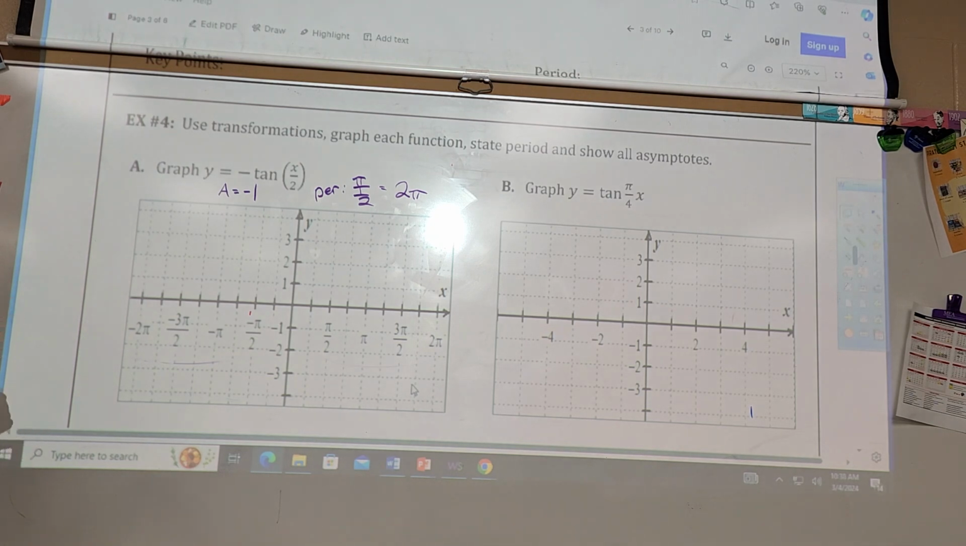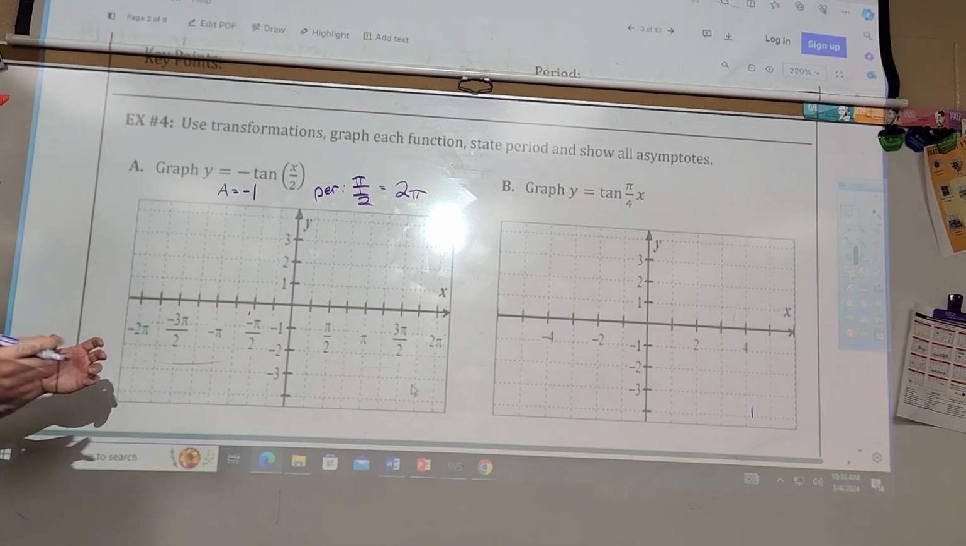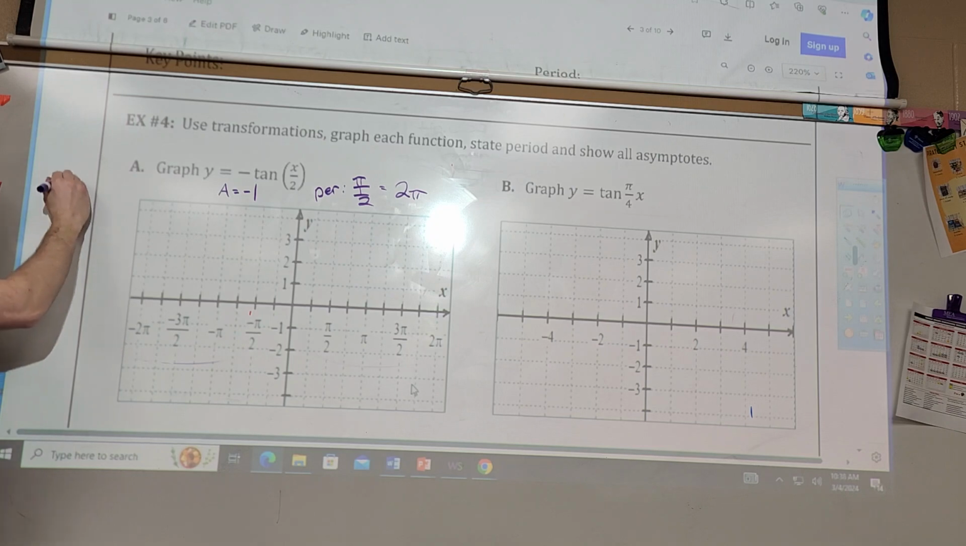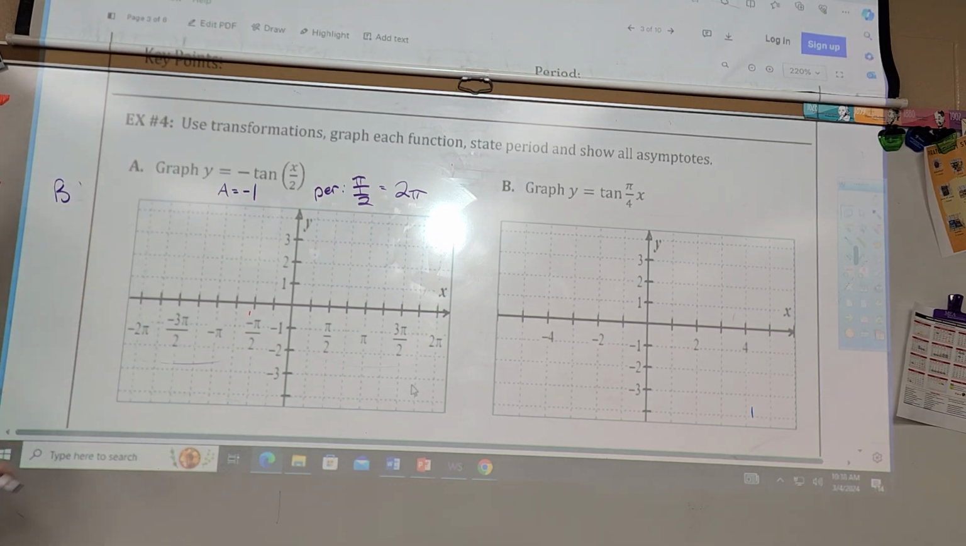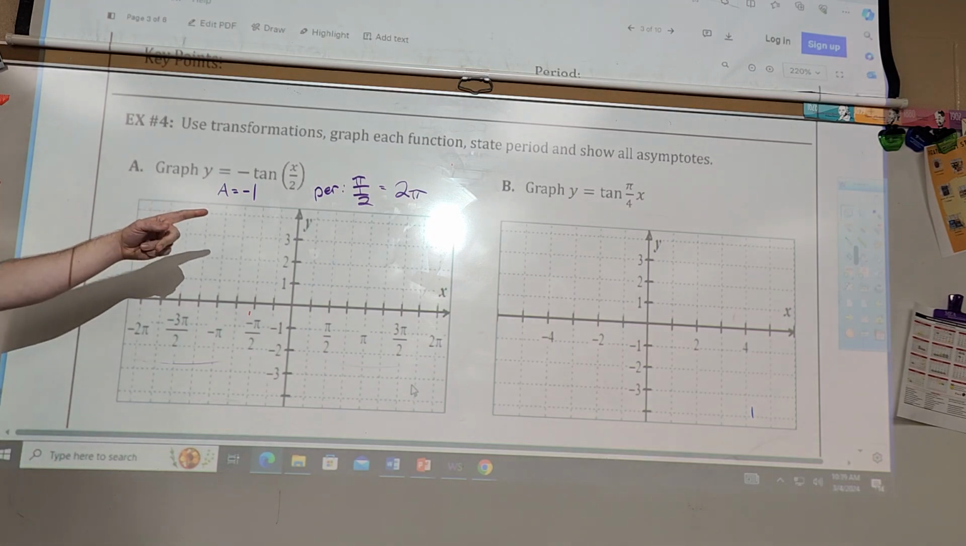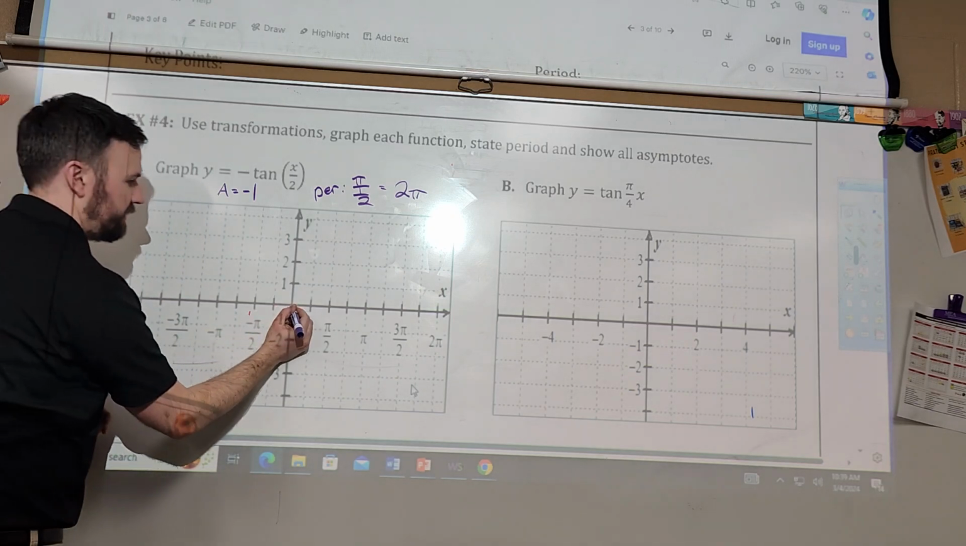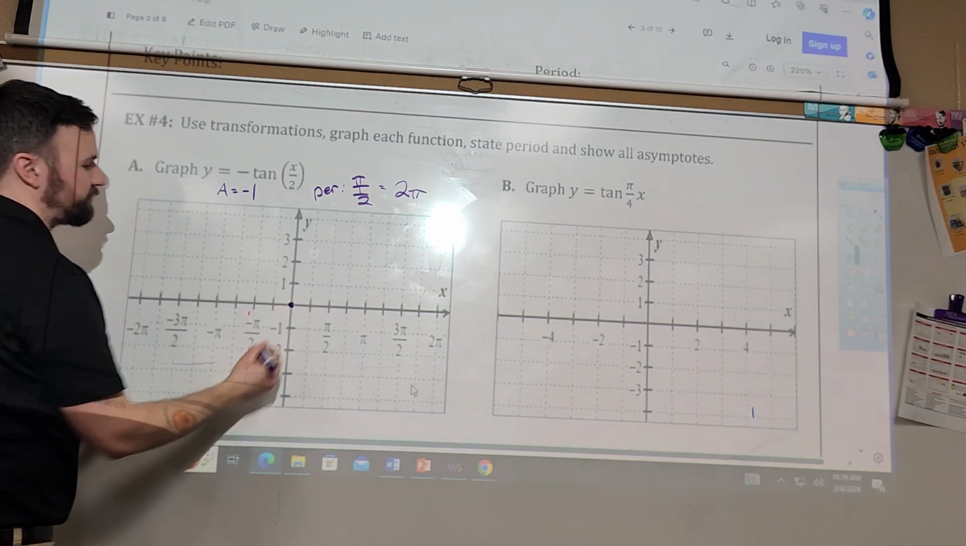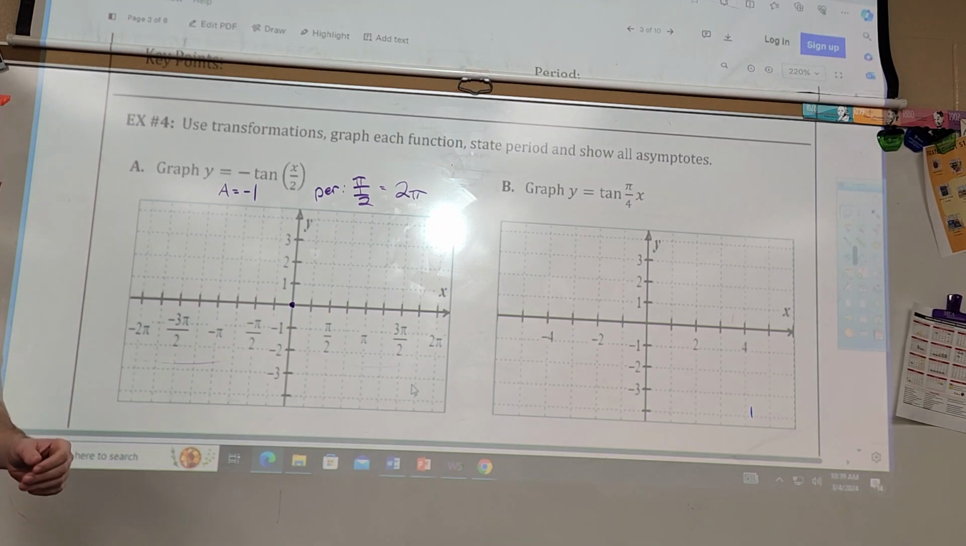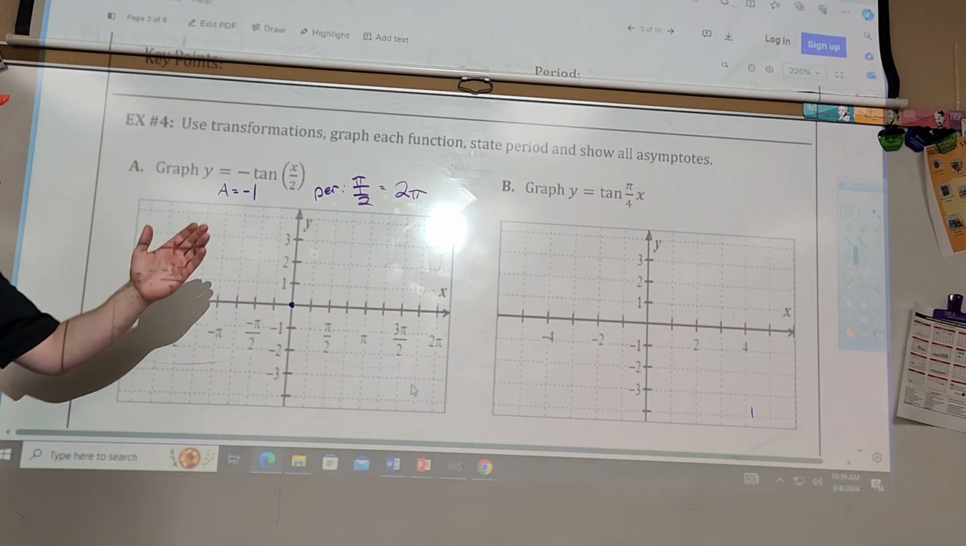Now, if I use my 5-point method, I gotta find my asymptote first. I could use the equation, Bx minus c, set it equal to a half, and solve it, but I'm not gonna do that. What's my period? 2 pi, right? My intercept's gonna be 0, 0. There's no shifts. 2 pi is my period.